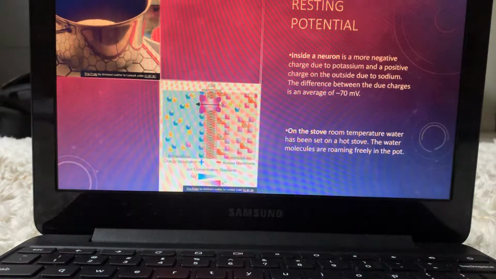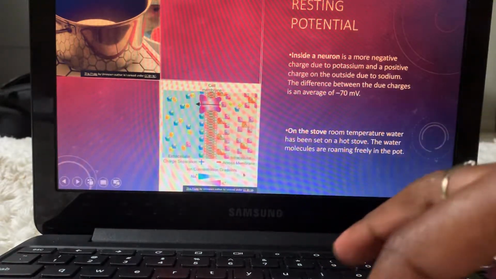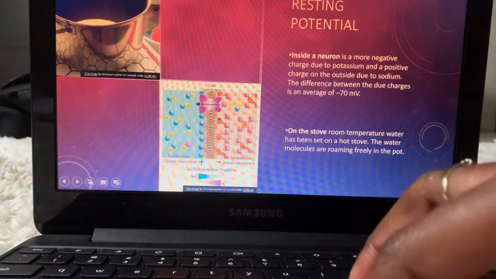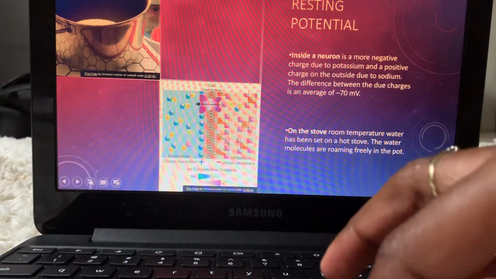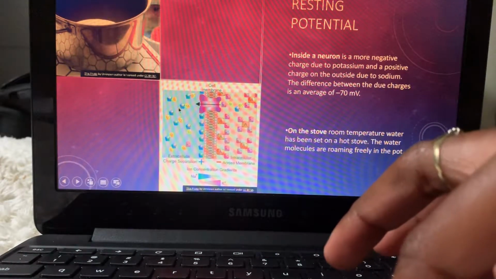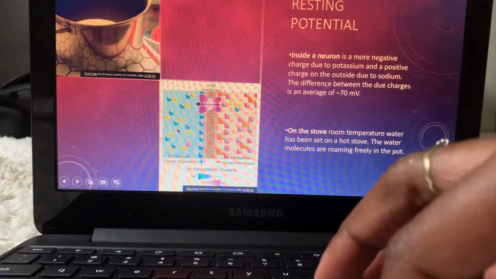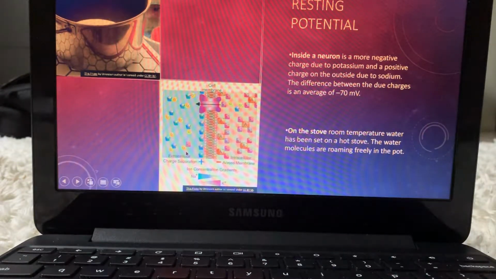Potassium is more concentrated inside, resulting in a negative inside charge, while sodium is more concentrated outside, resulting in a positive charge outside. In this picture, we see potassium, we see A, which is the anions, and there's more anions inside, which makes the whole thing negative inside. And if you look outside, you see sodium and chloride. You see potassium in there, but it's more positive because we have more sodium than we have chloride to make it negative. And the difference between the inside and the outside results in a charge of negative 70.